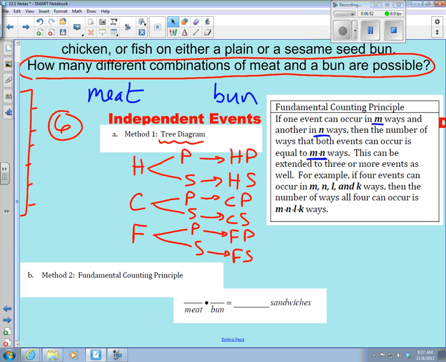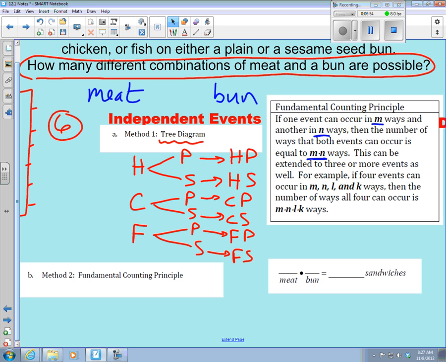So looking at this problem here, how many different meats do we have? 3. How many different types of bun did we have? 2. So the number of possible sandwiches we could come out with from these 2 events is 3 times 2, or 6. Same thing we had over here. We're generally not going to do a tree diagram for all these problems, but it kind of shows you where the 6 comes from for this particular problem.